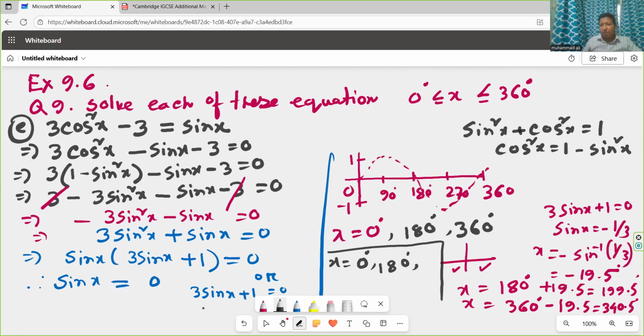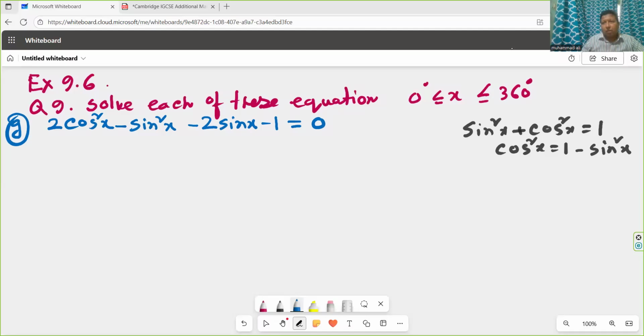So the final answer: x equals 0 degrees, 180 degrees, 199.5 degrees, 340.5 degrees, and 360 degrees. Question number 9E completed. Question number 9G.